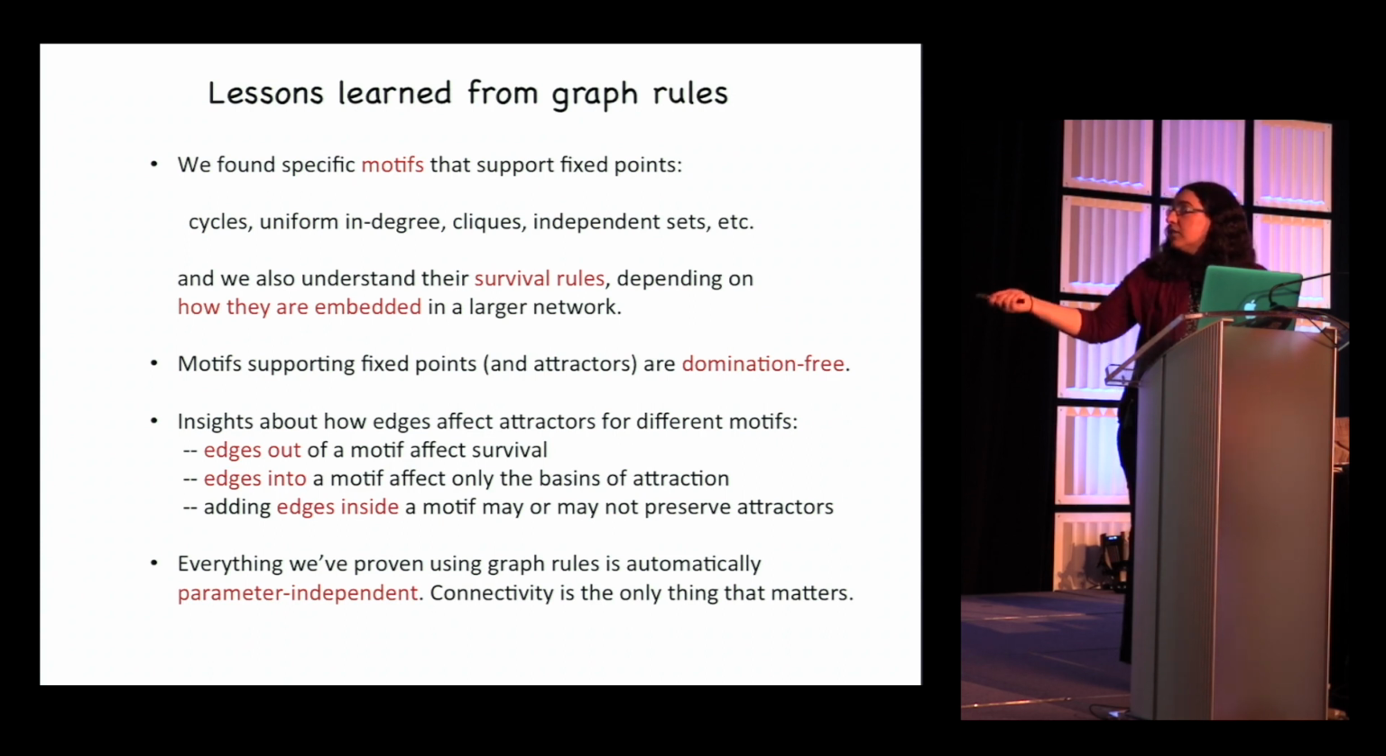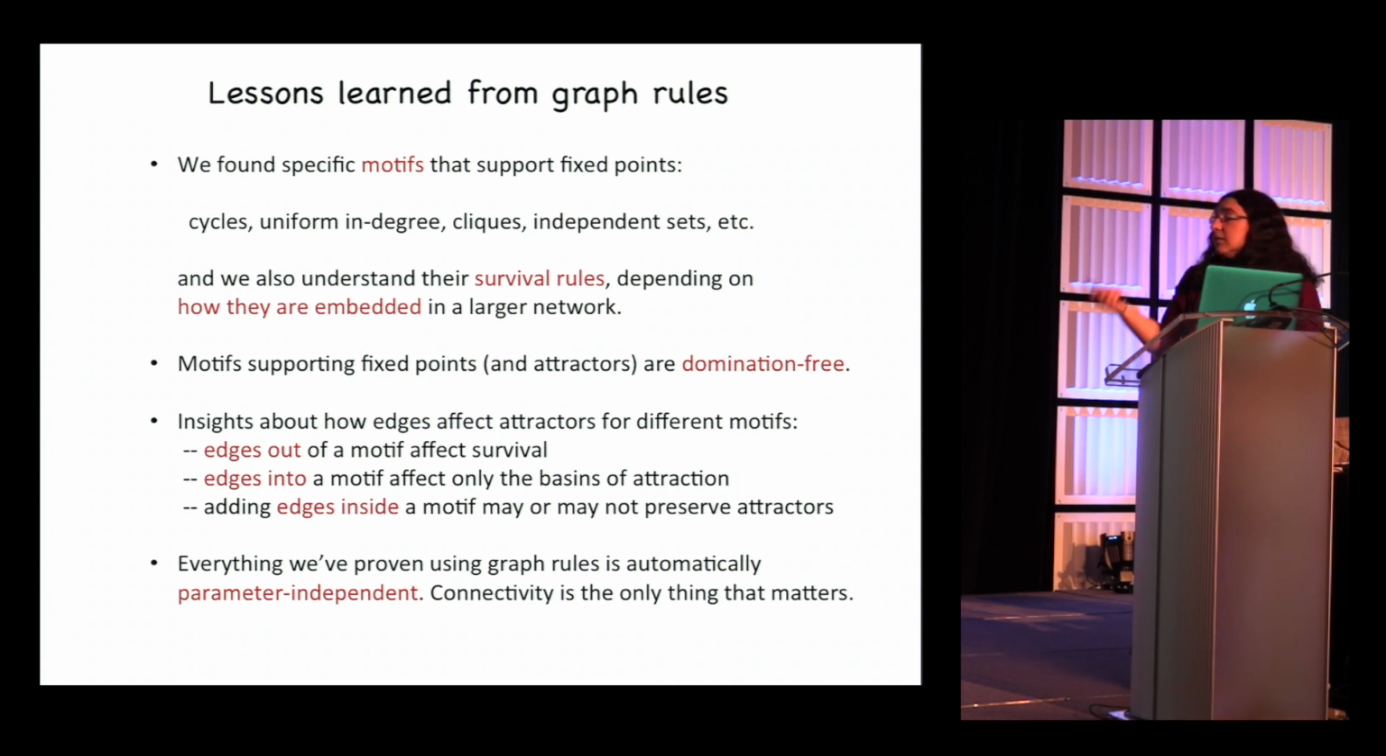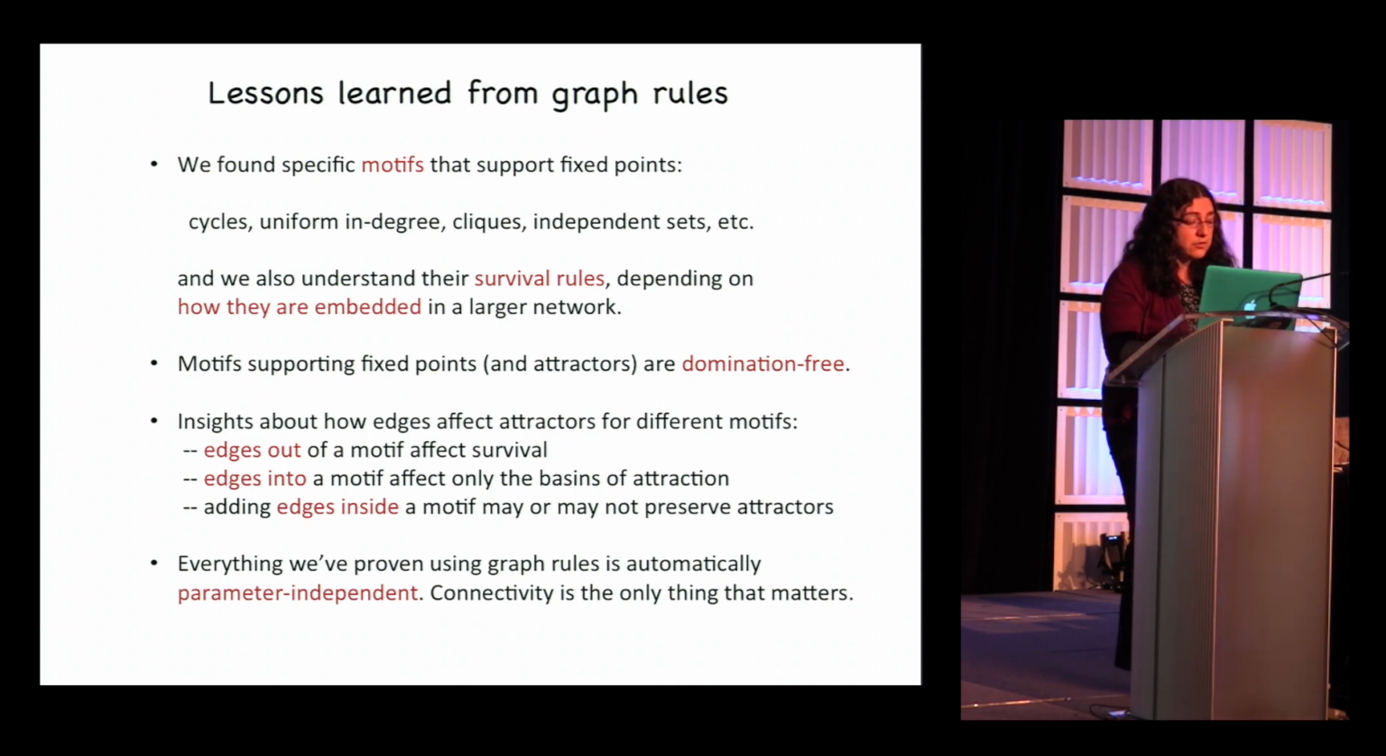And we also know certain things about how edges affect motifs. So edges coming out of a motif affect the survival of it in the larger network. Edges coming in do not. So if I add edges coming in and my motif is embedded in a larger network, kind of like a sink, and only edges come in, it doesn't actually affect survival, but it affects the basins of attraction. So your attractor will stay the same on the nose in the larger network, but the basin of attraction will be affected by how many and which edges are coming in. And then, of course, adding edges inside of a motif may or may not preserve the attractor structure. And we have interesting examples here where some edges seem to matter and some don't. And in this toy model, we can actually study that.